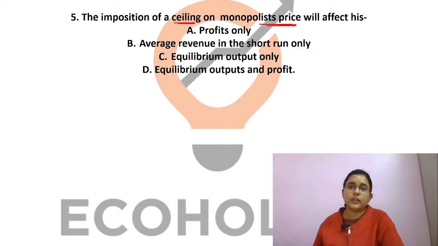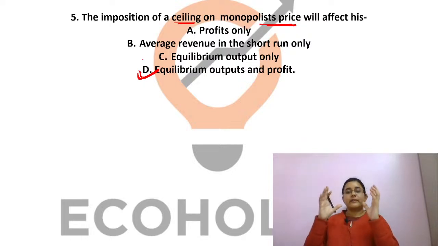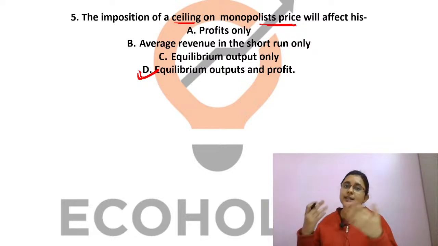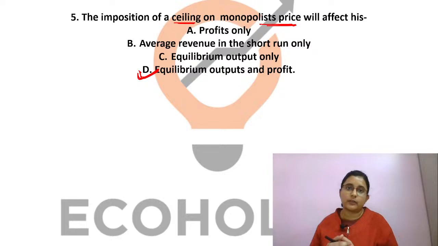Imposing a ceiling on the monopolist price will affect his equilibrium output as well as profit. Both the things will be impacted due to the ceiling imposition on the monopolist price. Because if the price would be distorted, then definitely the output will also be affected. And if price and output both are affected, then it is definitely going to have an impact on the profit level of the monopolist as well. So definitely a ceiling is often placed on the monopolist's price to control its output as well as profit.